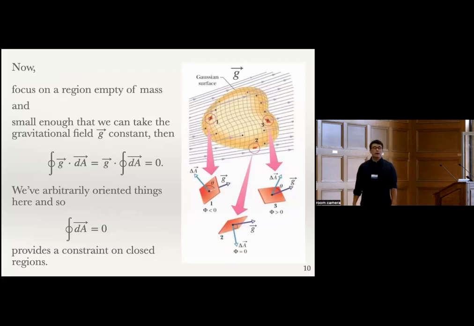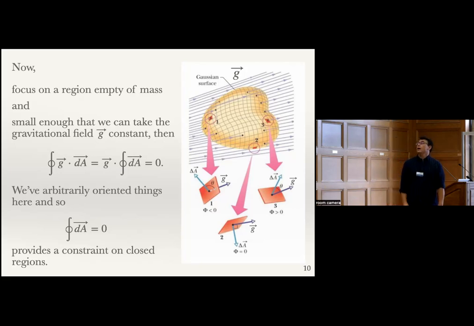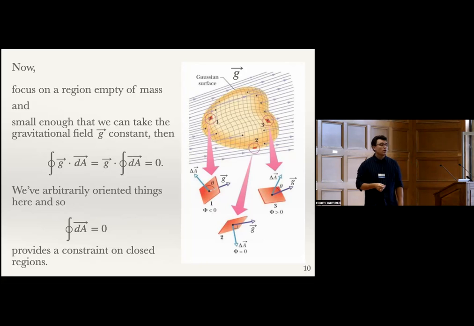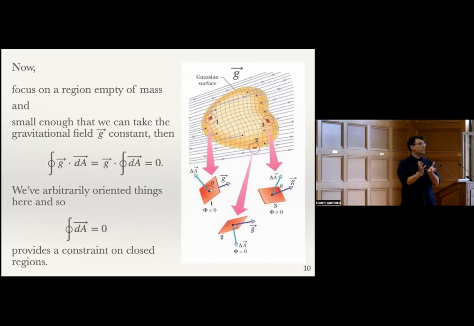Let's go even further and consider a region where we have a small enough Gaussian surface that we can take the gravitational field to be constant so that it pulls out of this integral. And since I've oriented both the surface and that gravitational field arbitrarily, well, if the region is empty of mass, then this dot product is just encoding the fact that the closed surface integral of the area of the plaquettes of that surface is equal to 0. So a constraint in the weak static field with a massless region is that the total area over a surface is 0.